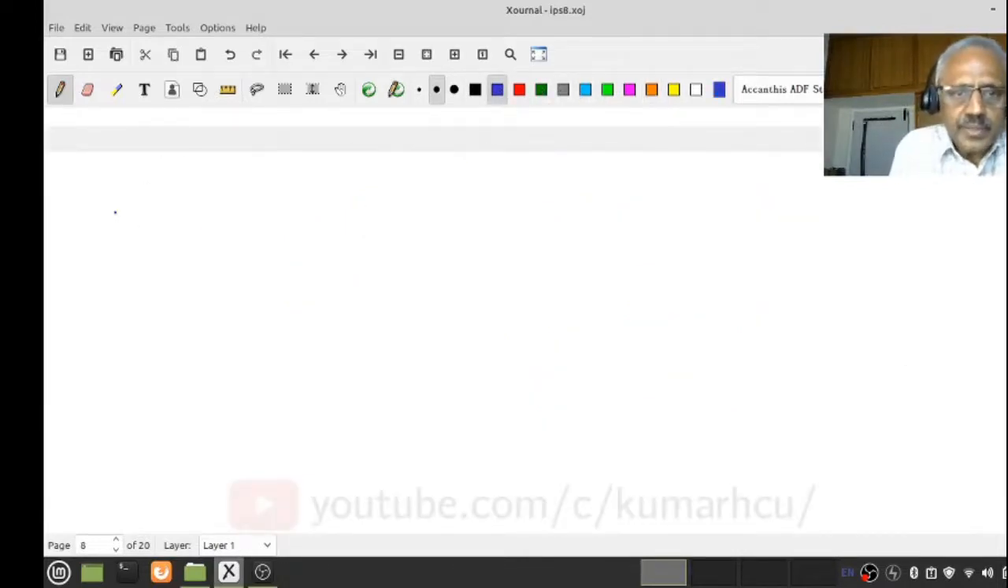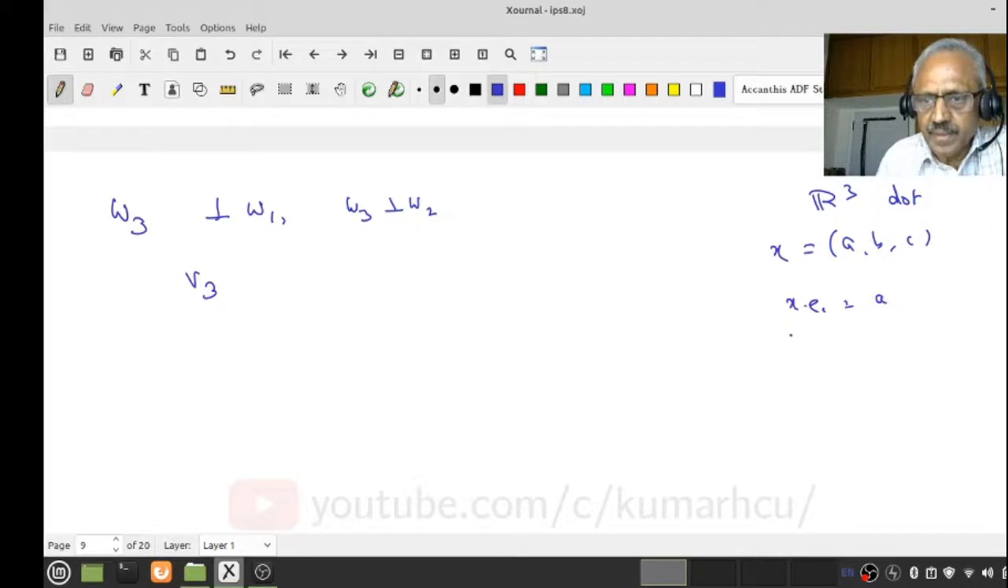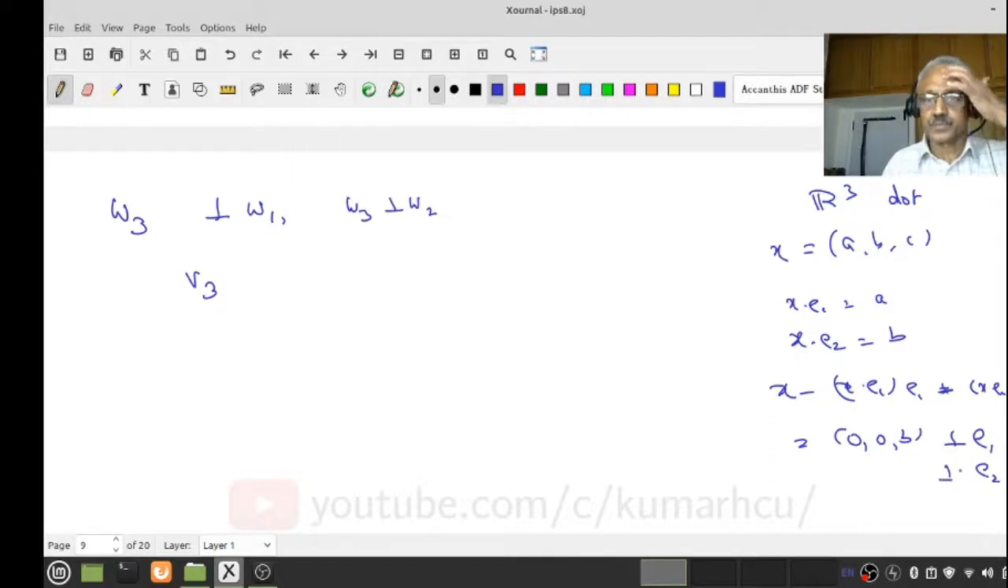So now how do I define w3? Remember, w3 must be perpendicular to w1 and w3 must be perpendicular to w2. Now how do you think I will get it? I should get it from v3. How will I get it from v3? Remember, in R3 with the dot product, if I have a, b, c, call this vector x, then x dot e1 will give me a and x dot e2 will give me b. Therefore, if I throw away from the vector x, x dot e1 times e1 and x dot e2 times e2, what I will get will be 0, 0, c, which will be perpendicular to e1 as well as perpendicular to e2.